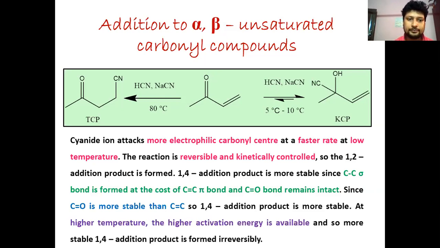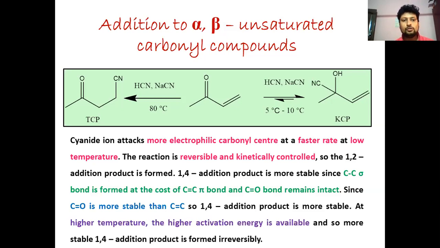Another is the TCP. Now, why are we getting such a product, and why is that product, the TCP, more stable? Here we find that at lower temperature, the cyanide ion attacks the electrophilic carbonyl group at a faster rate. The reaction is reversible and is kinetically controlled.